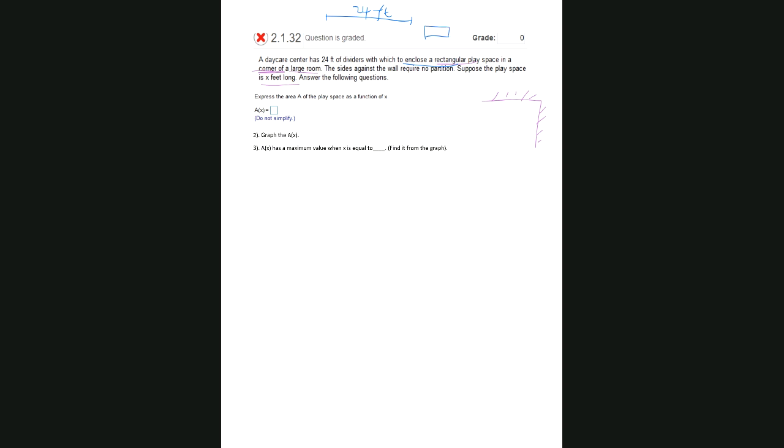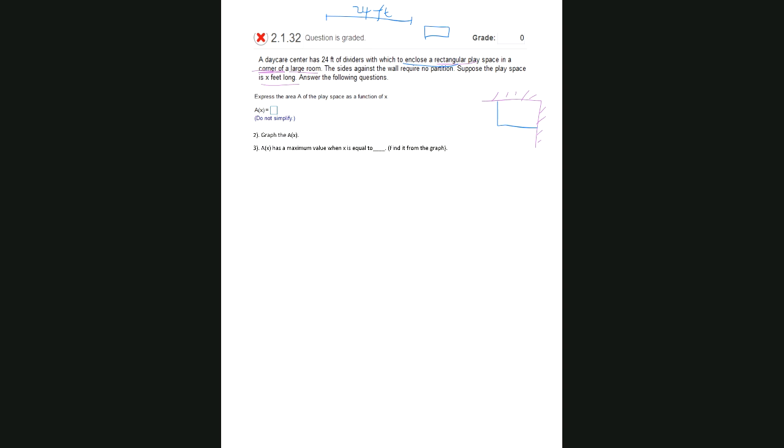Space in here, right? But we already have a corner here. So that means we don't need to build these two sides. We only need to build the other two sides in here. So this is the one we need to build. We don't have to build the purple one. We only need to build the blue one in here, since I use the corner. Suppose this space is x feet long.